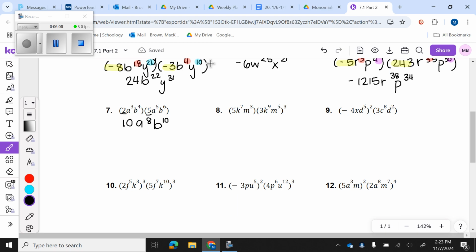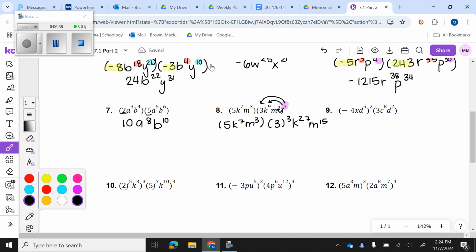All right, number 8, I'm going to look to see if there's any powers hanging out outside of the parentheses. There's a 3 right there, so I've got to do that power rule of 3 first to everything in this second set of parentheses. Your first term's going to stay the same. I've got to distribute a 3 to the third, so I'm going to have 3 to the third. And then I'm going to have k to the 3 times 9 is 27, and m to the 3 times 5 is 15. Okay?